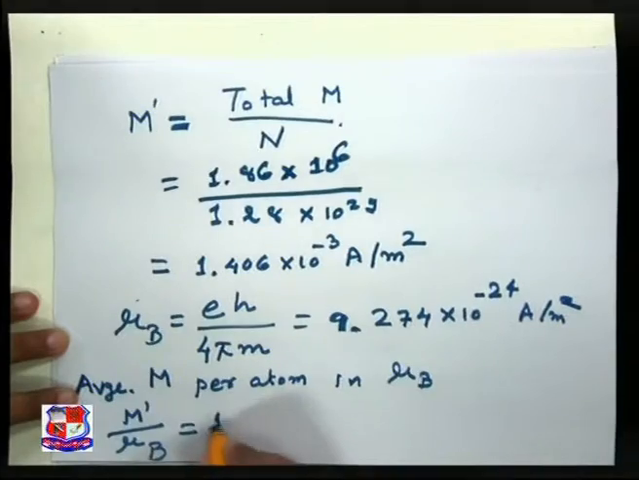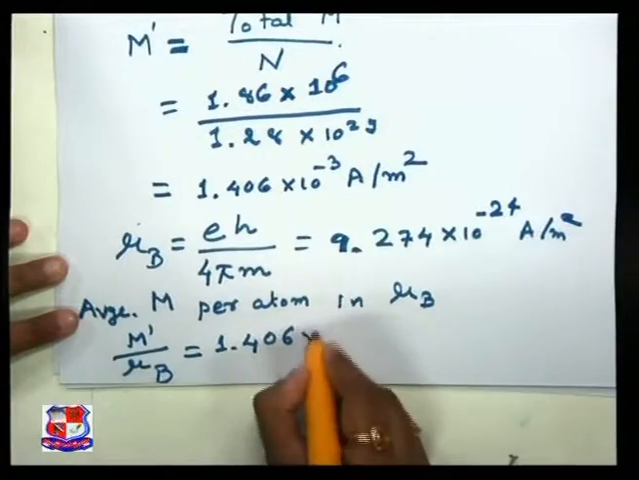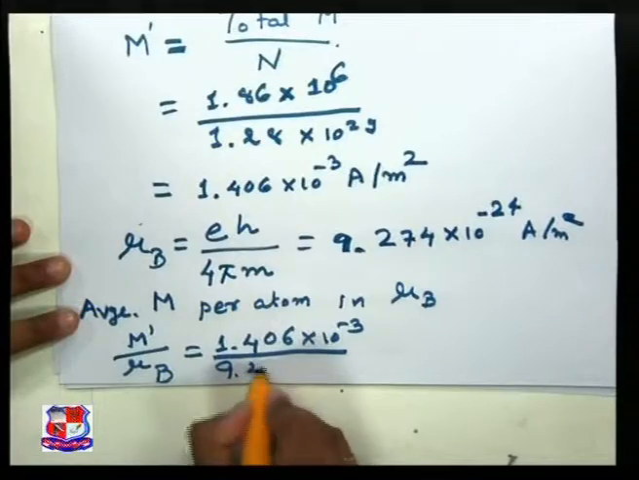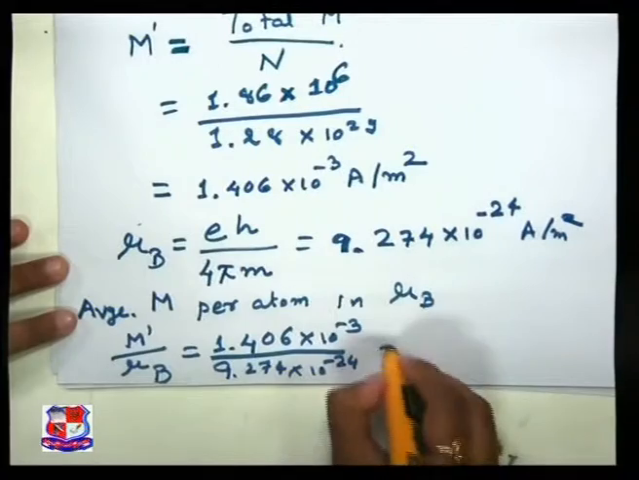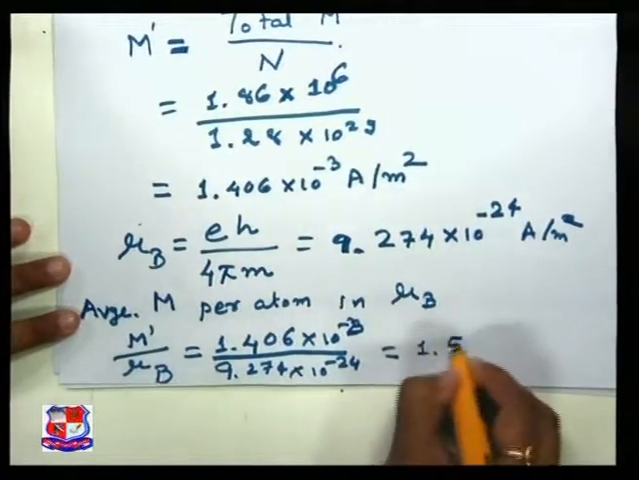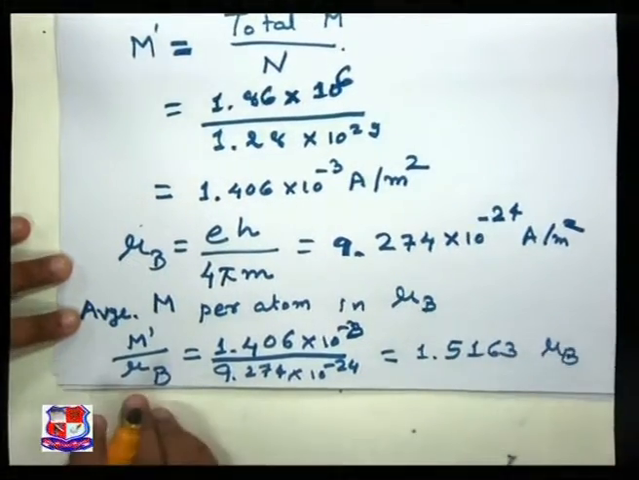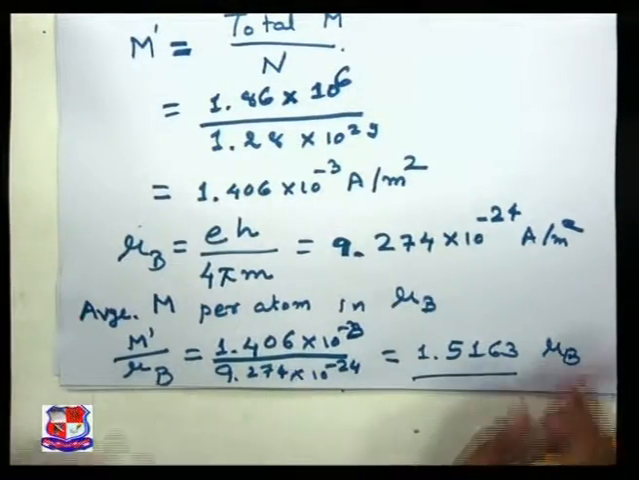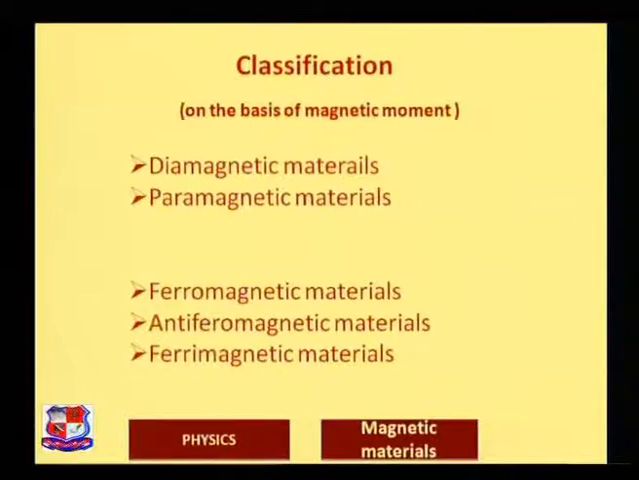What is M dash? We have found 1.406 into 10 raised to minus 3 divided by 9.274 into 10 raised to minus 23. Sorry, here it is 23. The answer is 1.5163 Bohr magneton or mu b. In terms of mu b, the average magnetization produced per atom is 1.5163 Bohr magneton. Okay.